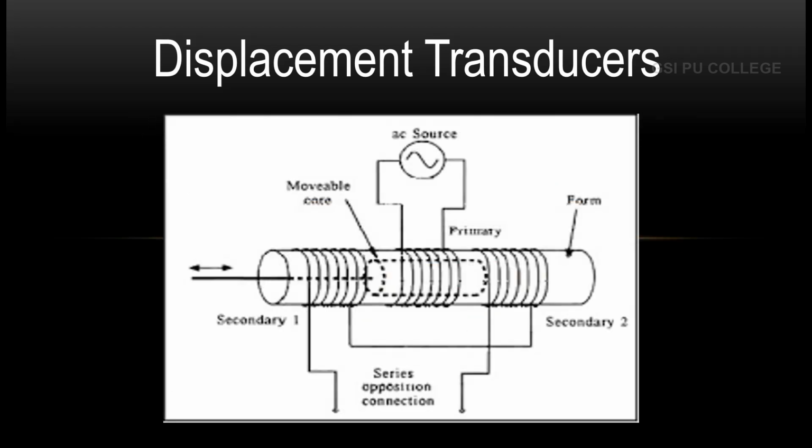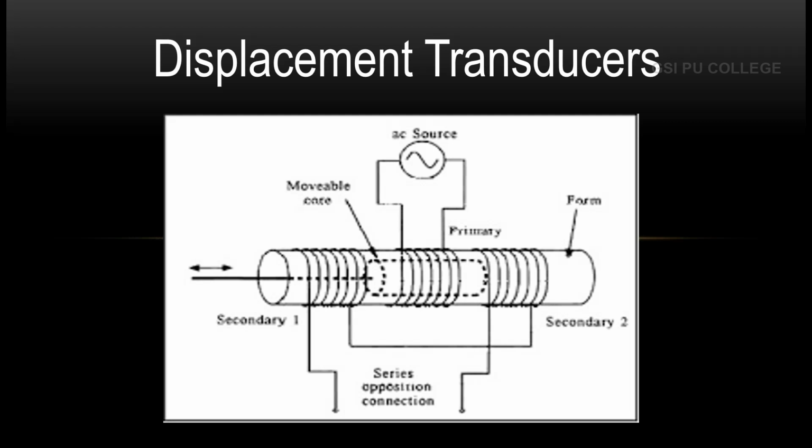LVDT measures displacement by associating a specific signal value with any given position of the core. This association of a signal value to a position occurs through electromagnetic coupling of an AC excitation signal on the primary winding to the core and back to the secondary winding. If you look at this picture, the primary winding is connected to the AC source and the secondary windings are connected in series opposition.